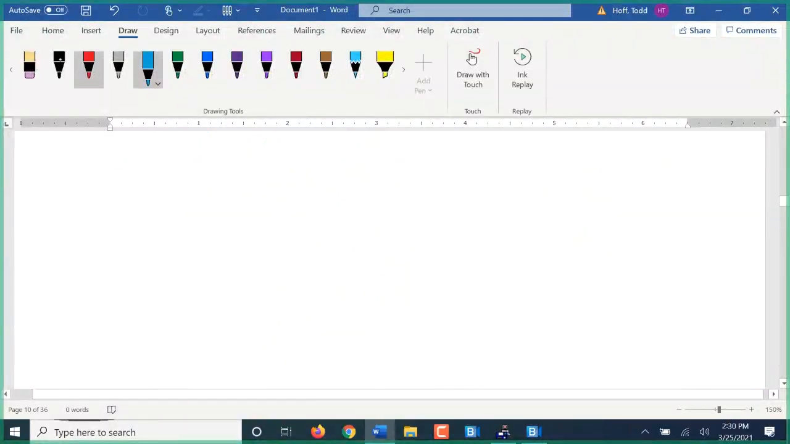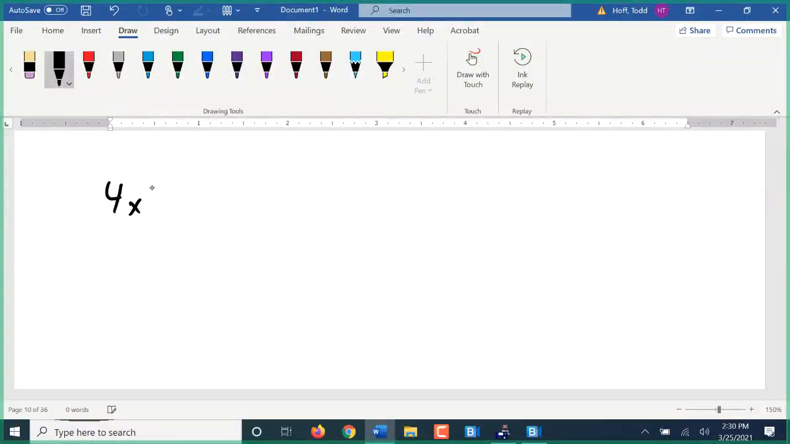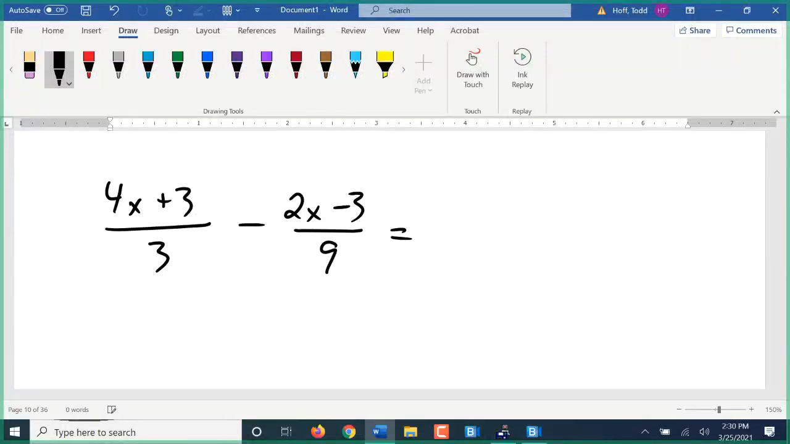For example, we might have (4x plus 3) over 3 minus (2x minus 3) over 9 equals (6x plus 4) over 6 plus x. Well, looking at this, it looks like a mess. And it kind of is.